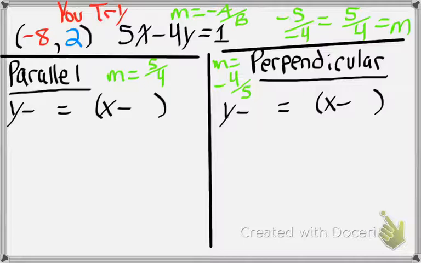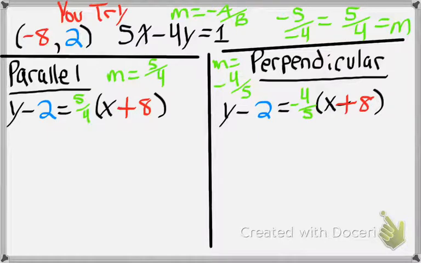Alright, get that shell going. I'll plug everything in. Uh-oh, when you go to plug in that x, it's -8, so make sure you change that to +8. Alright, now that we've got them both set up, you should be able to take it from here. Hit pause if you haven't done so already and turn these into slope-intercept form.